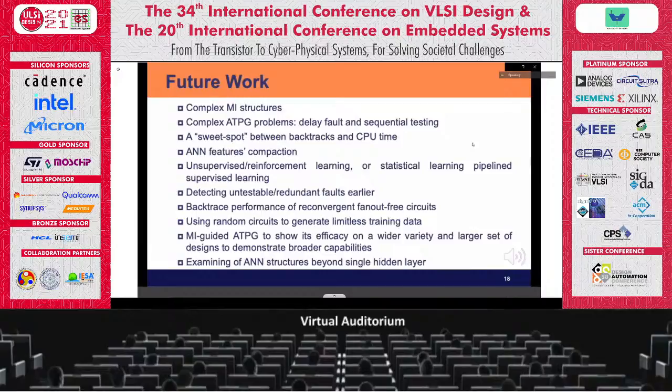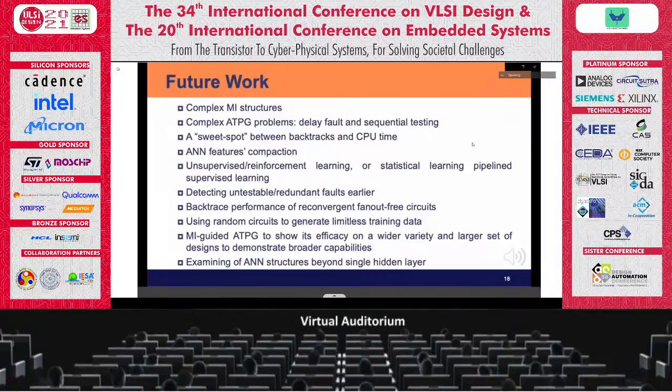Fifth, this study is demonstrated on academic benchmark circuits and not on larger industry standard circuits. The authors believe that the ANN-guided ATPG performance trends are quite promising and likely to scale on a wider variety and large set of designs to show broader capabilities in future.